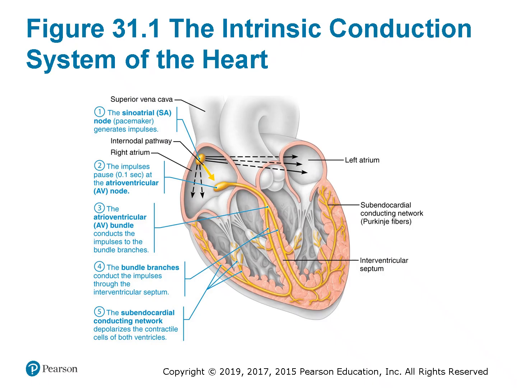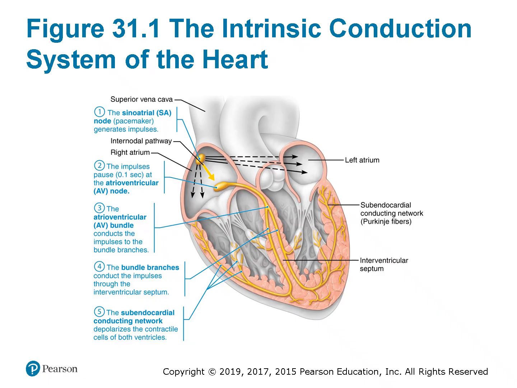It begins with the sinoatrial node, or SA node, often called the heart's natural pacemaker. Located in the right atrium, it generates impulses about 75 times per minute. These impulses travel through internodal pathways to the atrioventricular node, or AV node, which briefly delays the signal. This pause ensures the atria contract and empty their blood before the ventricles contract.